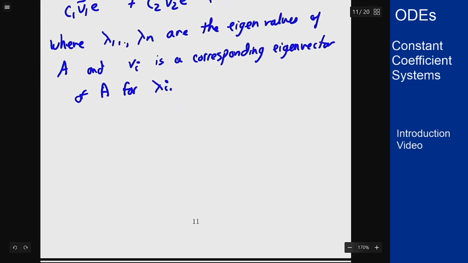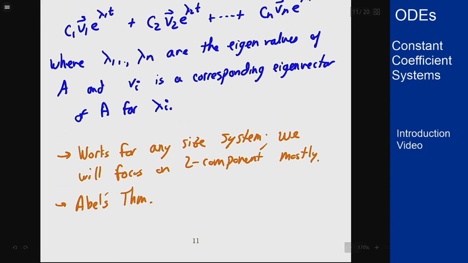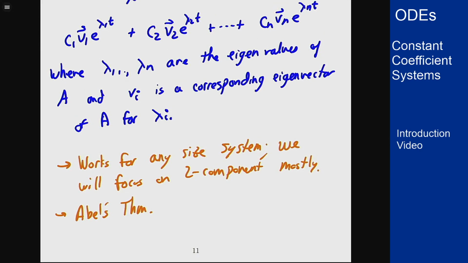A couple notes from this. It works for any size system, but we'll be focusing mostly on two components, mainly because we can draw them and understand a little better. Also, Abel's theorem that we had from way back when from first order equations also applies here. What that basically means is that if these solutions are linearly independent at one point, they're independent everywhere. So I only have to check at t equals 0, which makes all the exponential terms go away. Knowing that they're independent there means they'll be independent everywhere else. And this basically comes back to the fundamental matrix solutions existing. It's invertible, so we're fine. So that's the main idea.